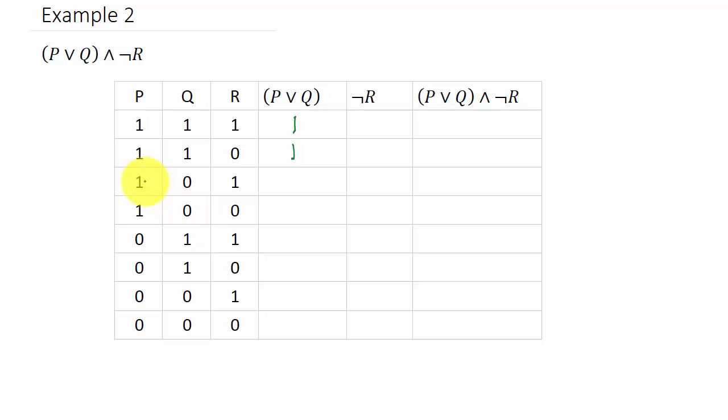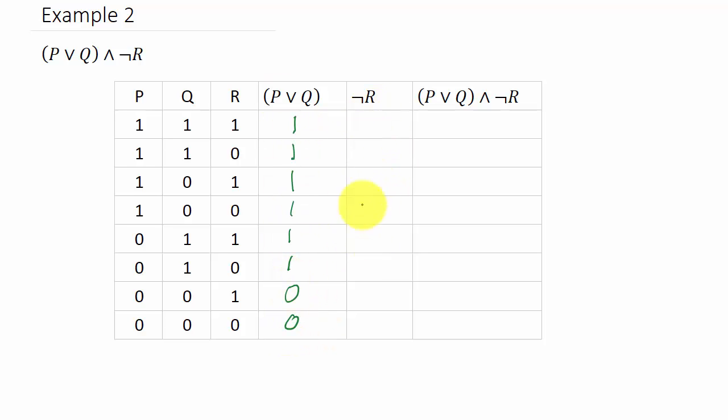That's true. True, false. Well, at least one of them's true, so that's true. True, false. So that's true. False, true. That's true. False, true. That would be true. Here both of them are false, so that would make it false. And here both of them are false, so that would make it false. Alright, so I've got that column done.